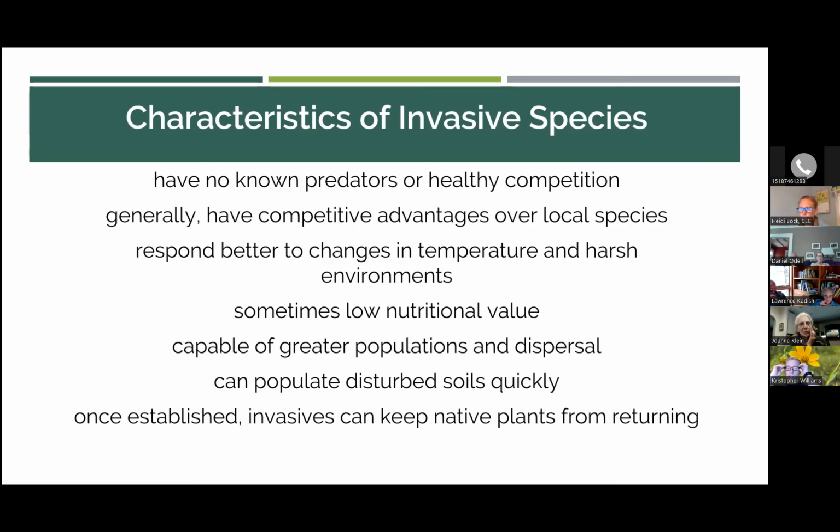These are generalizations, but they often have low nutritional value. So, for example, birds might not always benefit from fruit that's on these, even though you're seeing them eat the berries. Some of them are nutritious, but they're capable of greater populations and dispersal. They populate disturbed soils quickly, and once established, they can keep other plants from moving in through allelopathic processes, chemical warfare.